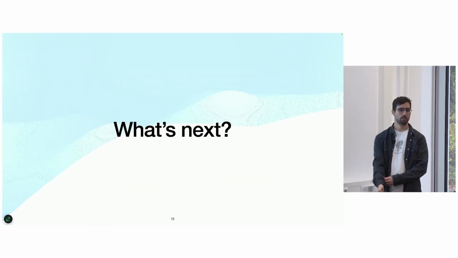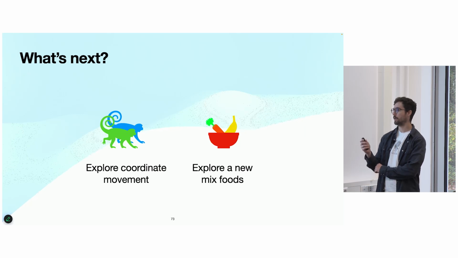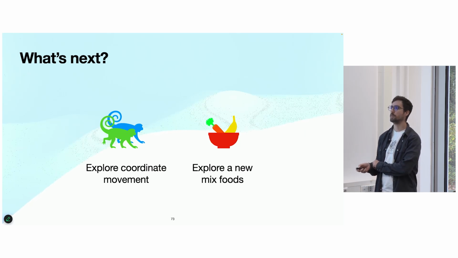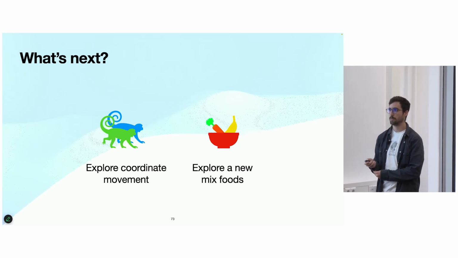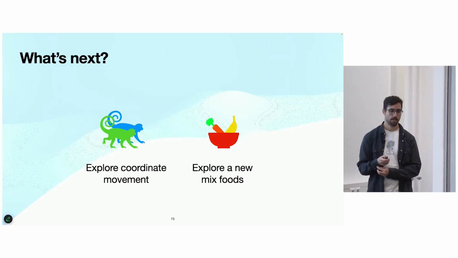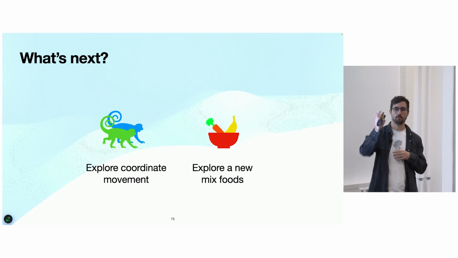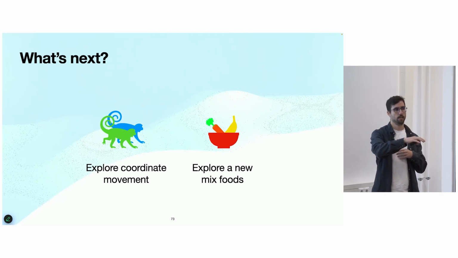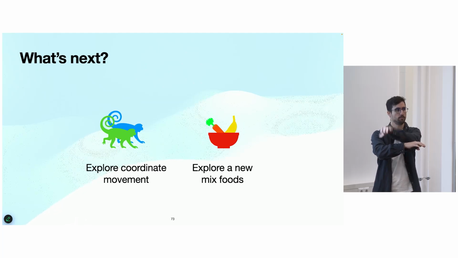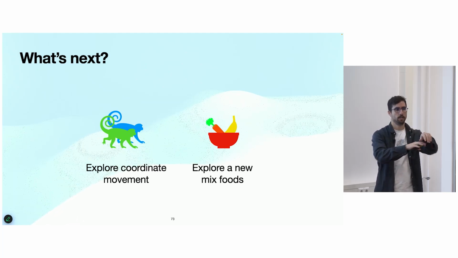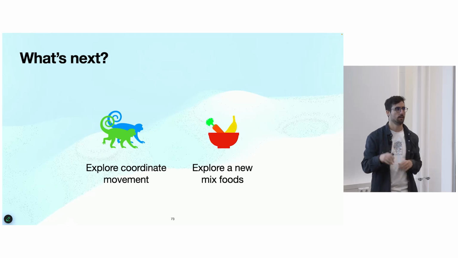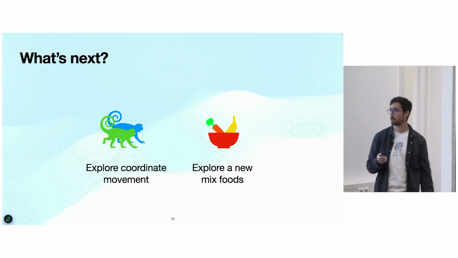So what's next with this project? Well, we want to explore coordinated movement, because we think that sometimes the marmosets have this coordinated movement where one marmoset goes to the food and then leaves, and after, I don't know, 10 or 15 seconds, another marmoset goes to the same food and then leaves. And we realized maybe this is a behavior that we want to explore.